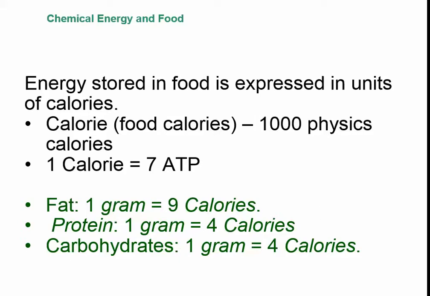And you notice I have a capital C here. Well, this capital C denotes that it is food calories. One big C calorie is equal to 1,000 of the calories that you talk about in physics. One food calorie is equal to 7 ATP, or thereabouts. You can also see that a gram of fat is 9 calories, a gram of protein is 4 calories, and a gram of carbohydrates is 4 calories. So for every gram of a carbohydrate, you get about 28 ATP.